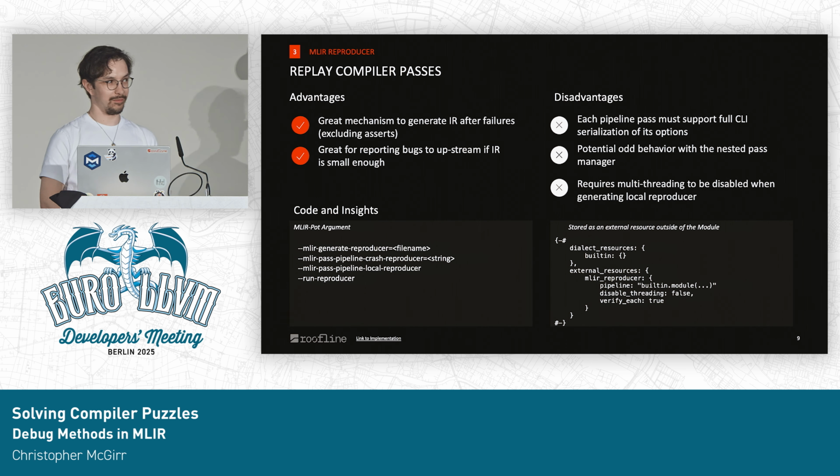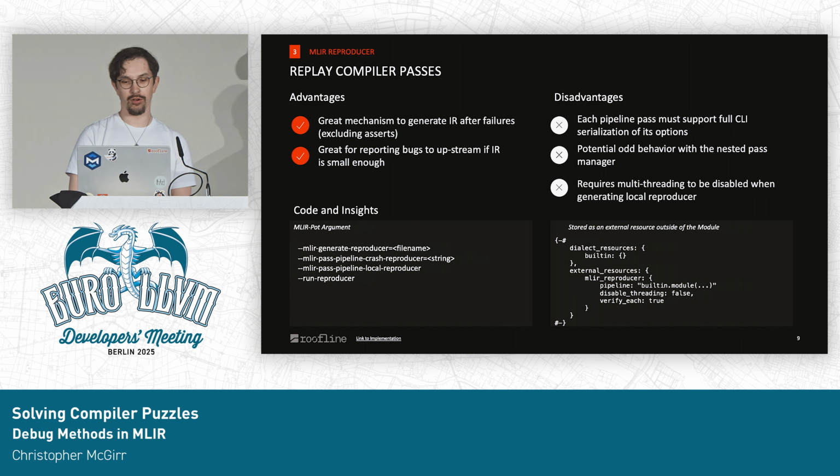So at the end of the module, you'll have a little external resource that describes the pipeline you ran as a string, and some additional flags such as if threading is disabled or if it should be verifying operation syntax. One thing to note, though, that we did encounter when playing around with reproducers is make sure all your passes in your pass pipeline actually have the arguments serializable.